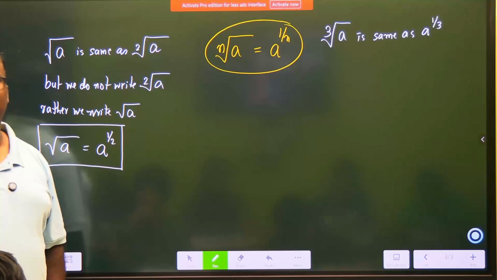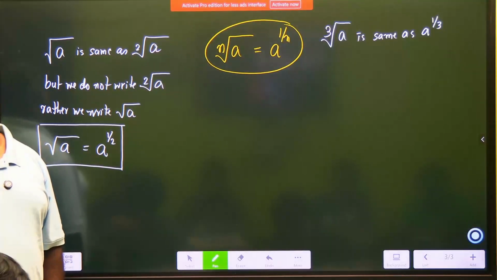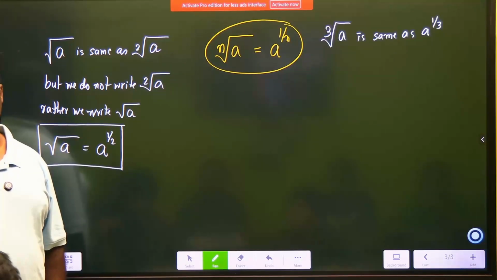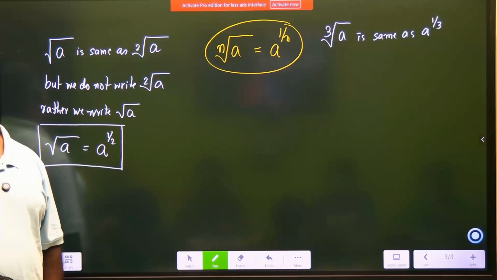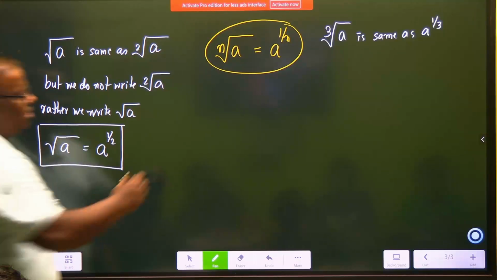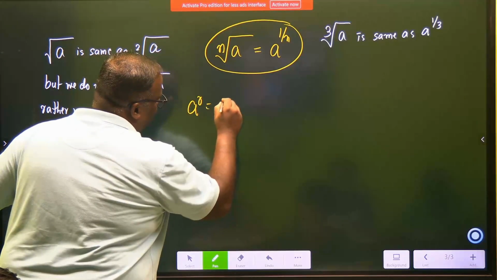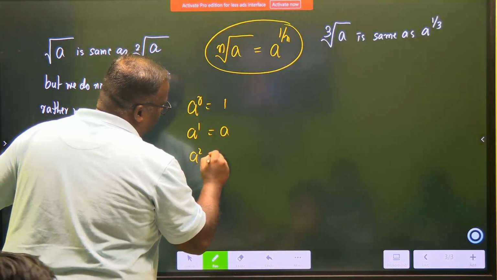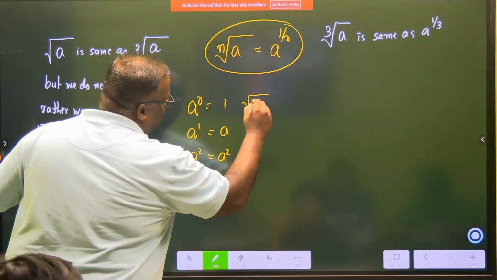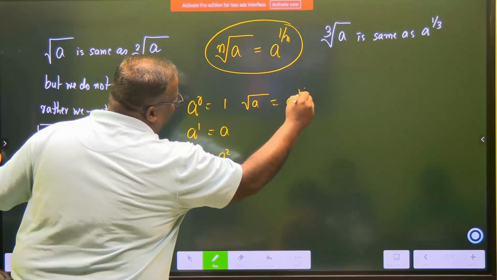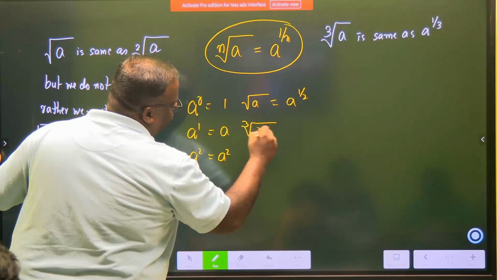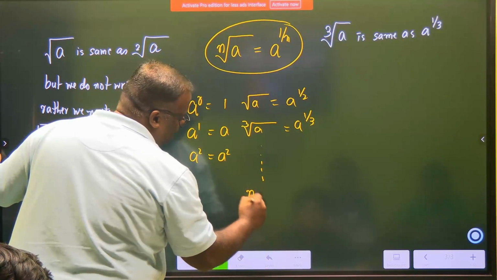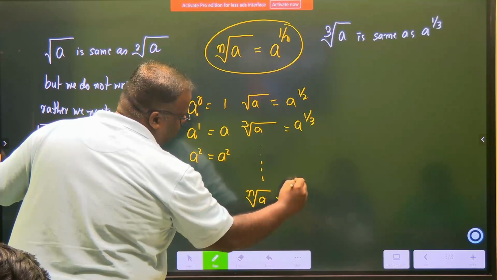Square root means a to the power half. A means a to the power 1. 1 can be written as a to the power 0. इतना ये सब clear है कि नहीं? This we have learned in 7. What is a to the power 0? 1. What is a to the power 1? A. What is a square? A square is a square. What is root a? Root a is same as a to the power half. What is cube root of a? Cube root of a is same as a to the power 1 by 3. In such a manner, what should be nth root of a? Nth root of a should be a to the power 1 by n.